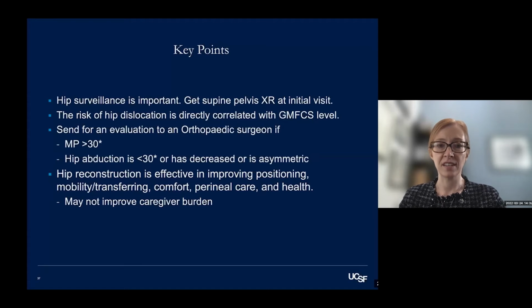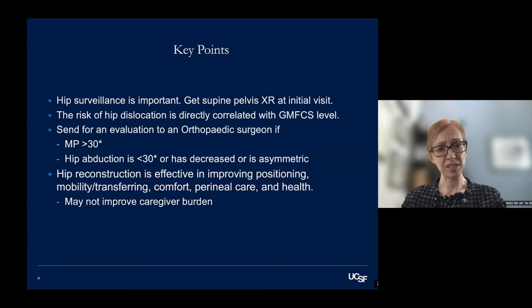So key points is that hip surveillance is incredibly important. We don't like to be surprised when kids come in for the first time at age 8 with a dislocated hip. We want to get supine AP pelvis x-rays at their initial visit. The risk of hip dislocation is directly correlated with the GMFCS level. And we want people to send kids to an orthopedic surgeon if the migration percentage is over 30, or if their hip abduction is less than 30 degrees or is decreased or asymmetric.